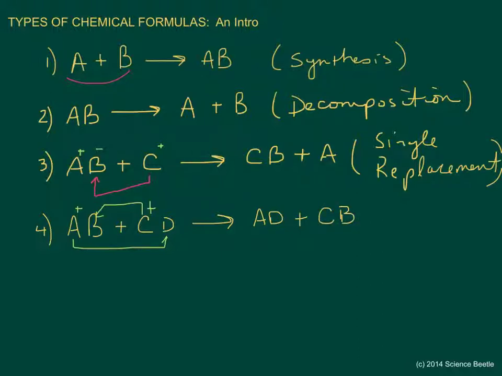Notice the order of A and D. A in this particular case on the product side is going to be the positive part of the compound, and in the CB part, C is the positively charged part of the compound. And so since there were two replacements that occurred here, what we call this particular reaction is a double replacement.